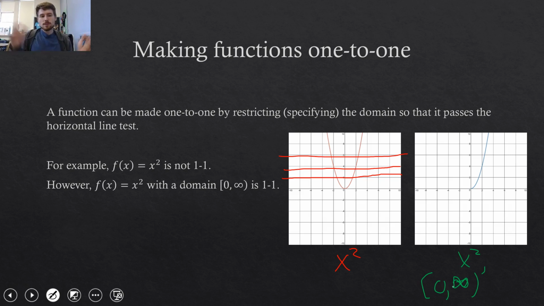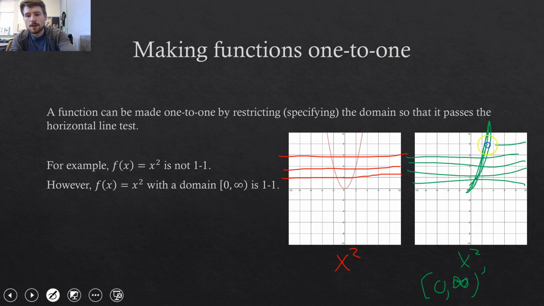And so when we restrict the domain down in this way, you can see that it is one-to-one, because if you draw horizontal lines, you only hit it once now. And so this is an example where we took a function that's not one-to-one originally, and then we just took a piece of it, and it became one-to-one as a result.